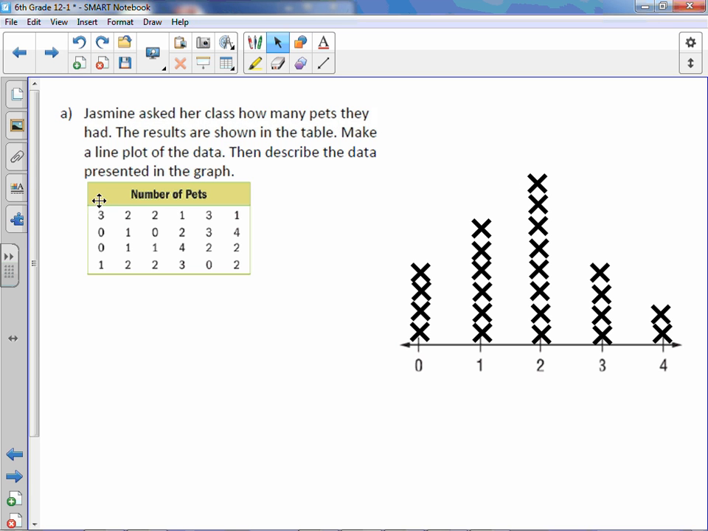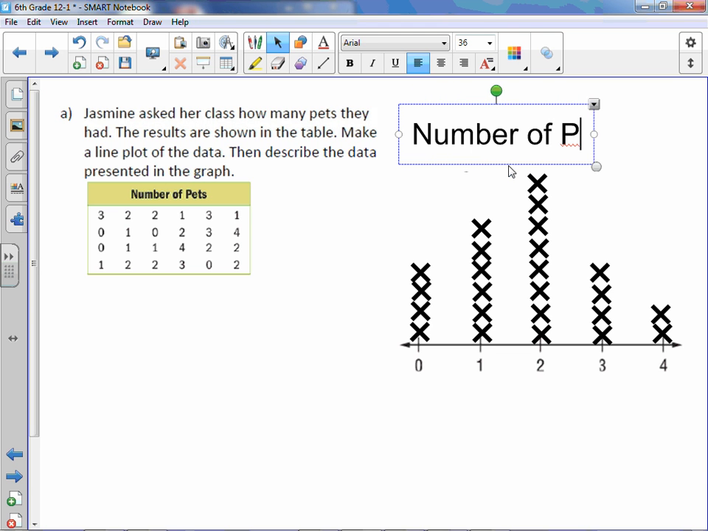Okay, it looks like we have 4 by 6, we have 24 numbers, so we should have 24 X's. Let's just double check. I have 4, 5, 6, 7, 8, 9, 10, 11, 12, 13, 14, 15, 16, 17, 18, 19, 20, 21, 22, 23, 24. So we do have 24 X's, and we're going to also title our graph, and I'm going to use the same title that's in our table. So we'll call this number of pets as our title.